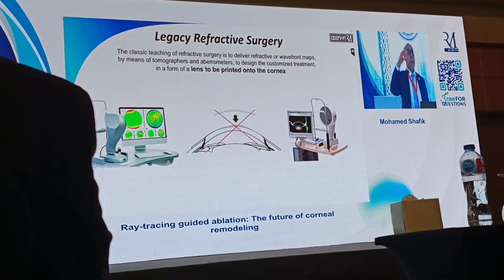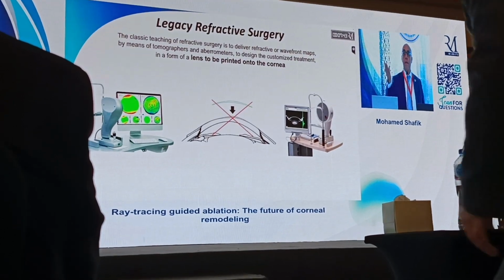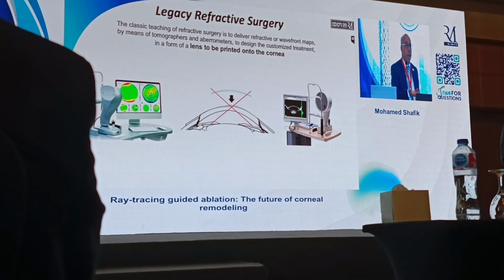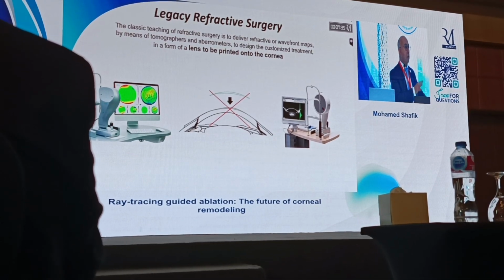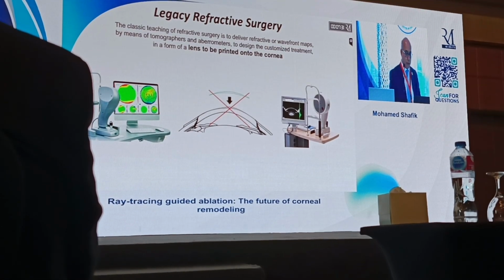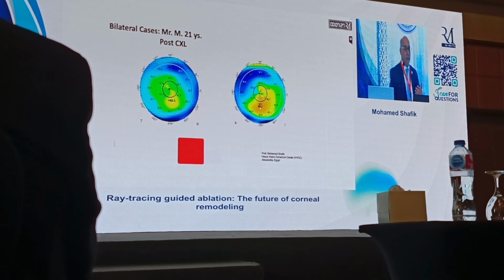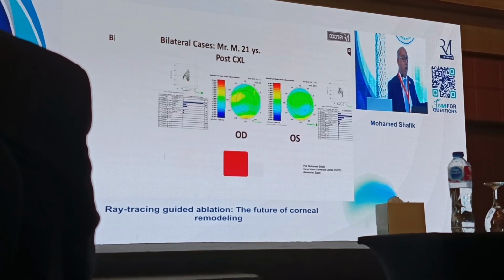All the maps that we have to design for refractive surgery are a kind of a printed lens, and the idea of the printed lens on the cornea, any refractive surgery, corneal reshaping or remodeling, comes from a tomographer or an aberrometer. Of course you know this, and I have hundreds, maybe thousands, of cases treated with a complex cornea by data, like waveform data acquisition from any aberrometer.